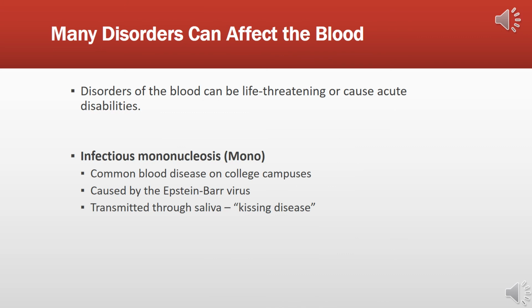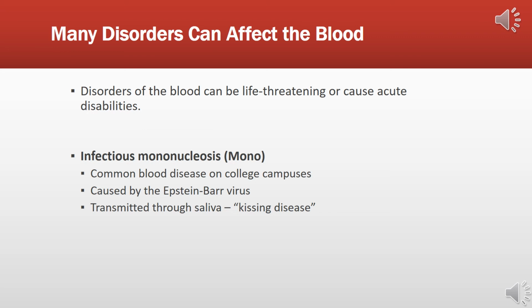Now we're going to talk about some disorders of the blood which can be life-threatening or cause acute disabilities. The first one we're going to talk about is infectious mononucleosis, commonly called mono. This is a common blood disease on college campuses, and it's caused by the Epstein-Barr virus, which is actually a virus that can lead to cancer, and we'll talk more about this in the cancer chapter. And this disease is usually transmitted through saliva, so it's called the kissing disease.